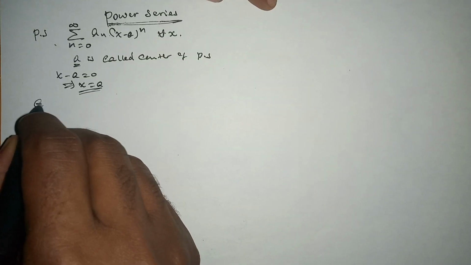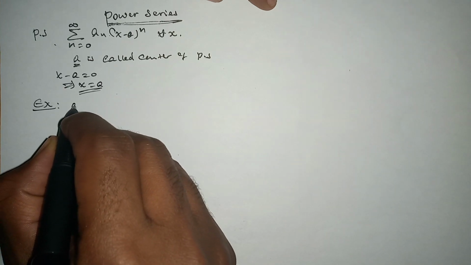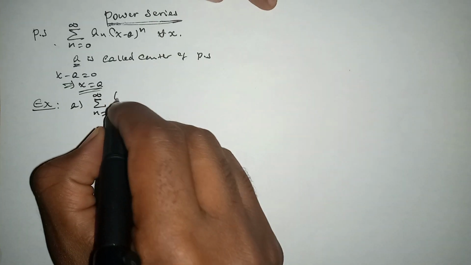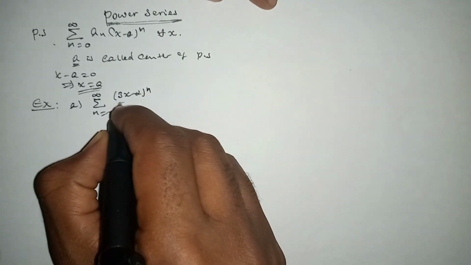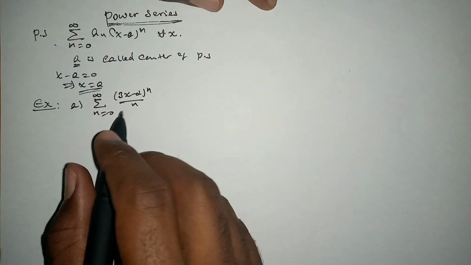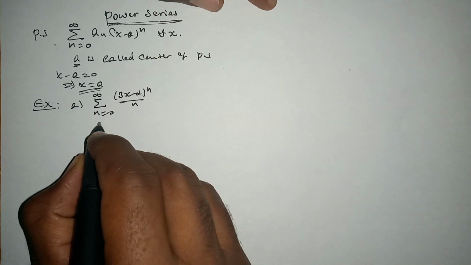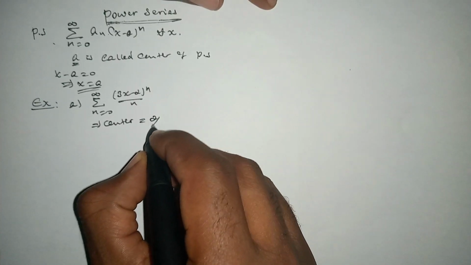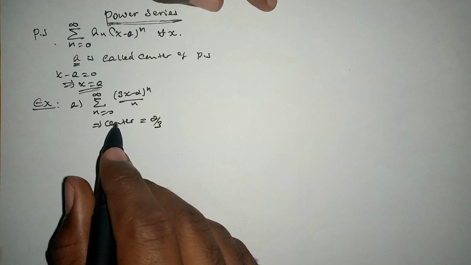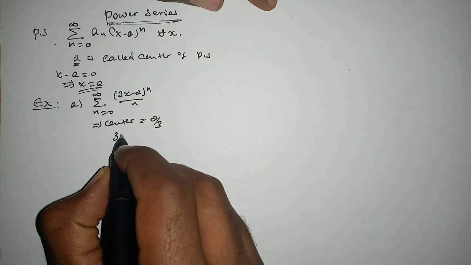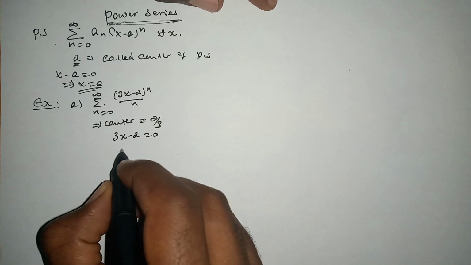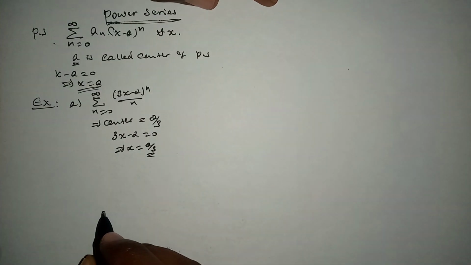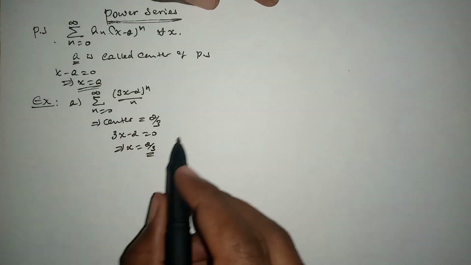Let us see this with an example. A: summation as n runs from 0 to infinity of (3x minus 2) raised to n over n. In this infinite series, we have the center equal to 2 over 3. This means we find the center of the given series by equating 3x minus 2 with 0. This results in x equal to 2 over 3. So the center of the given series is 2 over 3.